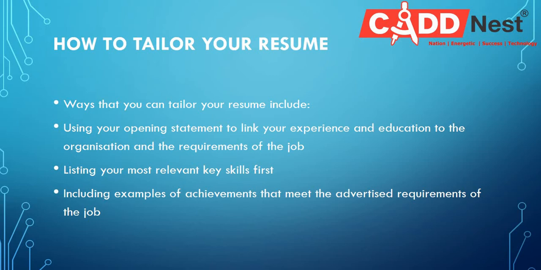And next is including examples of achievements that meet the advertised requirements of the job. Here they are saying you should describe your achievements. For example, if you were an administrative part of your college, or the person who used to handle all the functions and departmental works, then you can list this as your achievement. Or else if you're a gold medalist, you can just write it down just like that. All these things will attract the person who is reading your resume. So according to the job vacancy, you have to change all those statements or keys that are required accordingly.